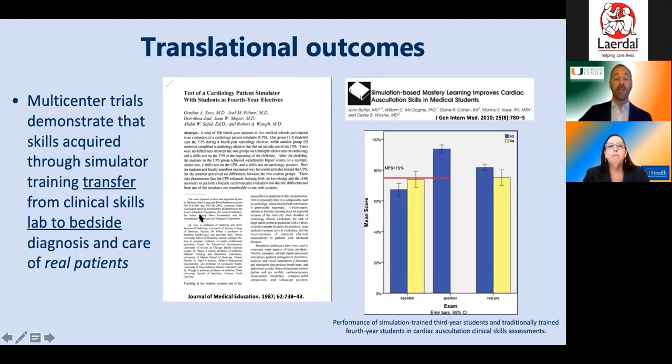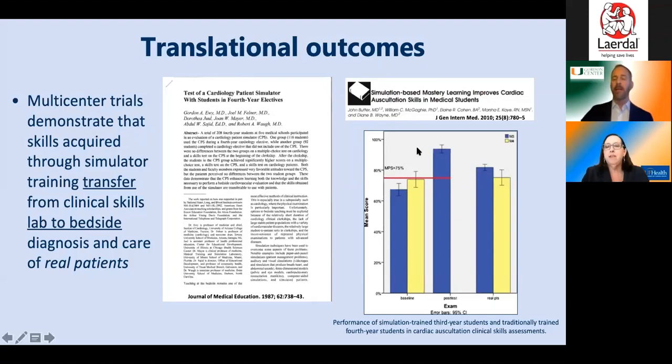More than 30 years ago, a landmark paper on the left, which was actually sponsored by a branch of the NIH, looked at multiple medical schools, 5 different schools across the US, and compared Harvey-trained students with those trained in the traditional way, just on the wards and in the clinic. And the simulator Harvey-trained students outperformed the traditionally trained students.